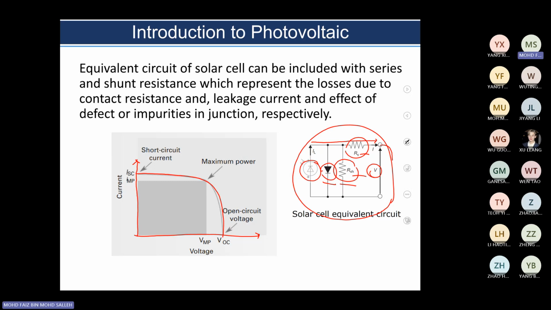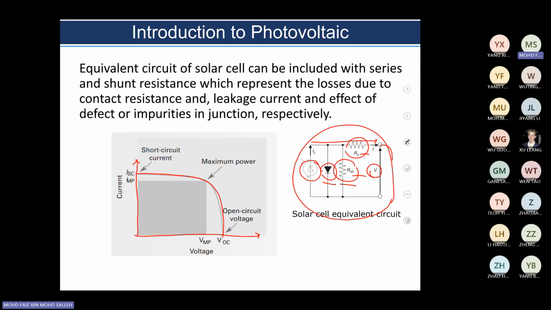One, the total current produced is the photocurrent minus the diode part and also the shunt resistor. And you can see here, you cannot have a maximum voltage at a maximum current. If you increase the voltage, the current will be reduced. That is the trade-off between the diode and the shunt resistor.